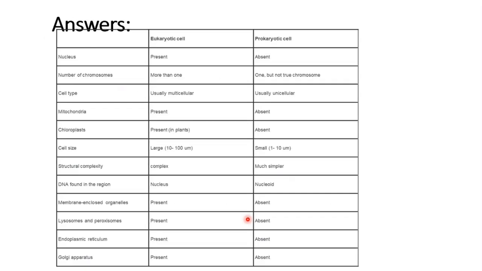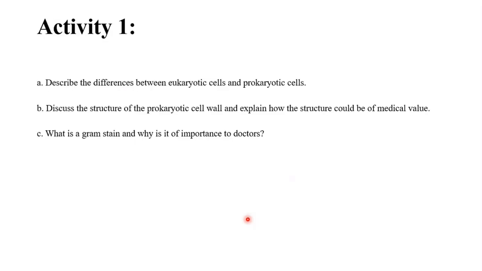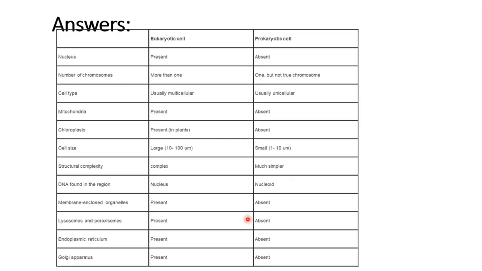Let me see if there are... Oh, I described the answers. Should we just go to the answers or should I give you a moment? Please, sir, can you please go to the answers? All right, cool. We'll just go right to it. So in order to explain, can you see clearly? Yes, sir, I can see.